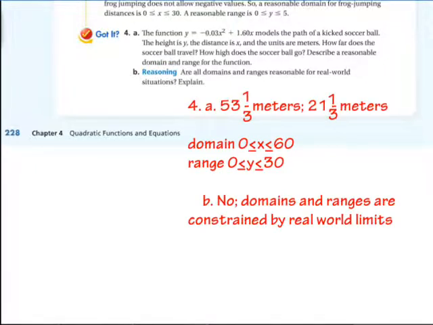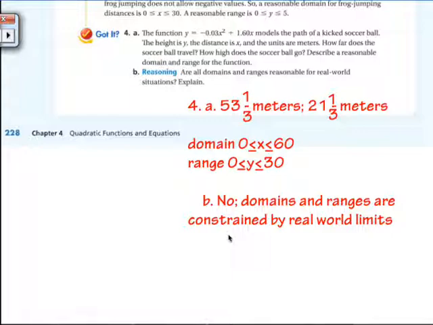All right, so here's what I got. 53 1/3 meters there for how far it goes. 21 1/3 meters for how high it goes. A reasonable domain and range to me was between 0 and 60 for a domain, and the range from 0 to 30. If yours is different than that, keep yours. We'll talk about it next class.